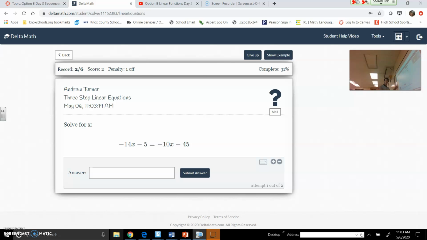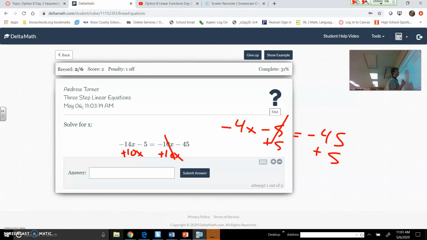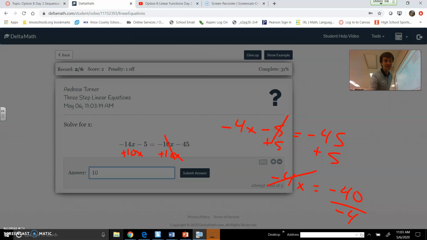So -14x, -10x, these are like terms. So I want to add 10x from one side to the other. -4x minus 5 equals -45. That's the remaining constants there. Then let's put the 5 and the -45 together. And so I want to do the opposite of subtraction, which is addition. And that gives me -40. And then let's divide -4 to the other side, and that would give us positive 10.